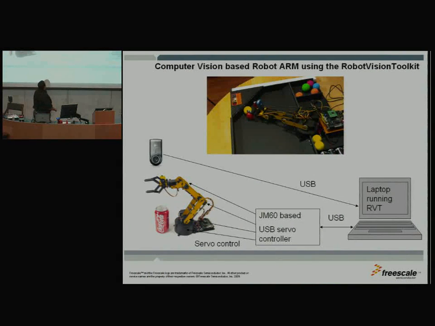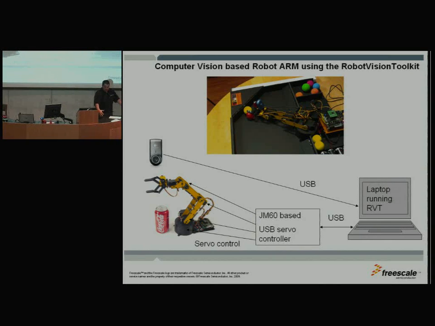So let's talk about an application of this. I'm going to show this video. This is going to be a robot arm, and what this robot arm is doing is using a color track algorithm to track balls. This is designed to be a desktop display.